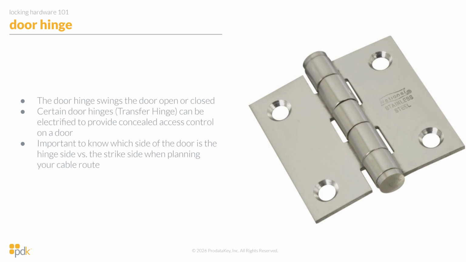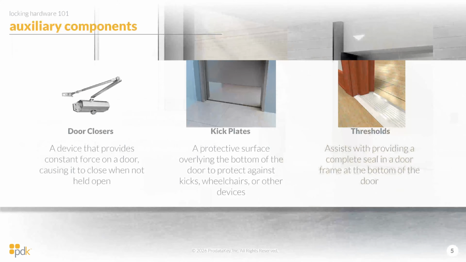So before building out your door, it's probably advisable, especially if it's a new build and you don't have any idea which side is which of where the door is going to swing or where it's going to open from. Make sure you identify which side is the hinge side versus the strike side when you plan your cable route. Otherwise, you are going to end up with unnecessary holes in unnecessary places.